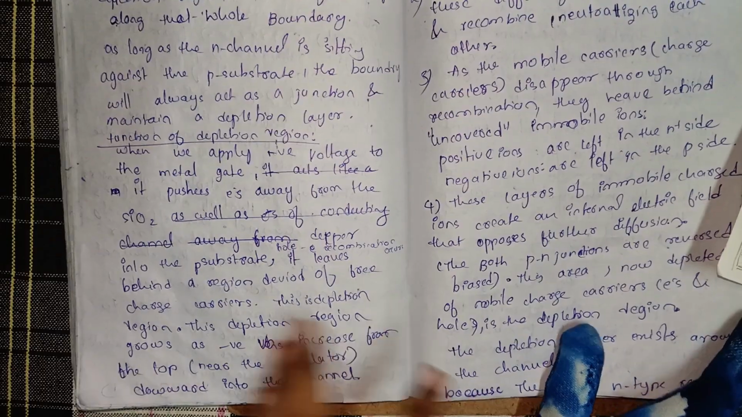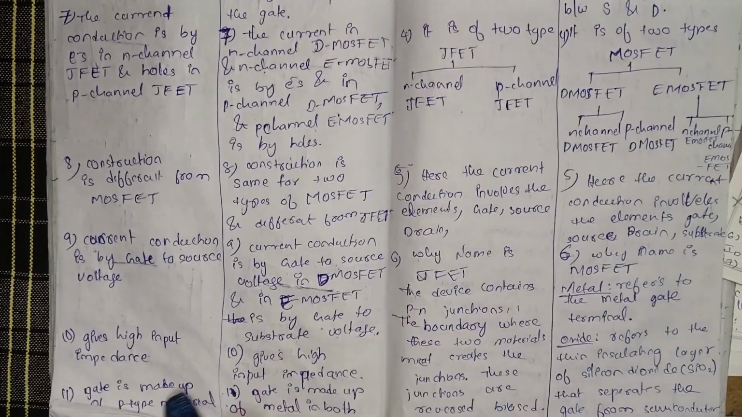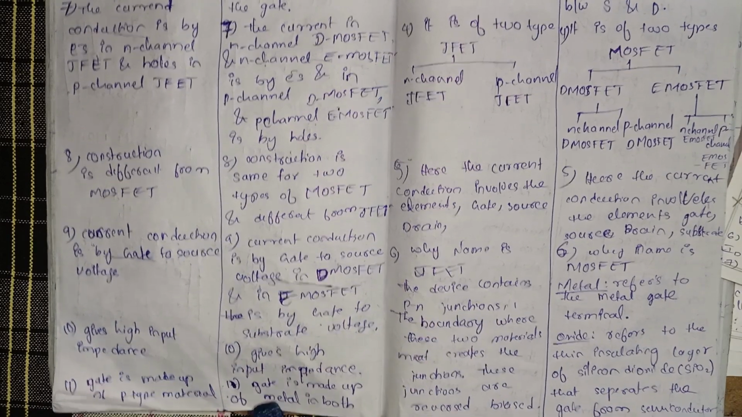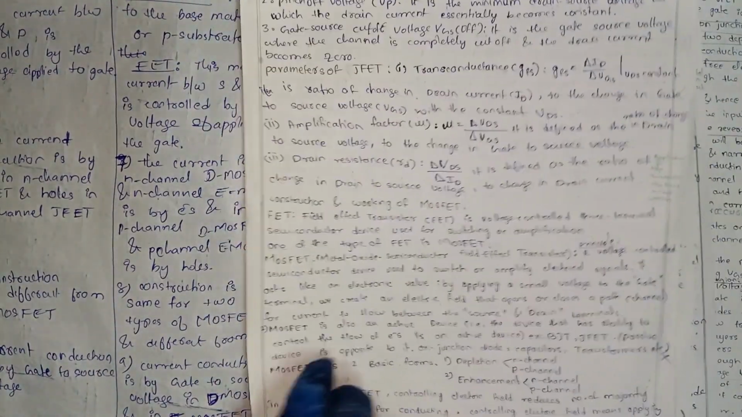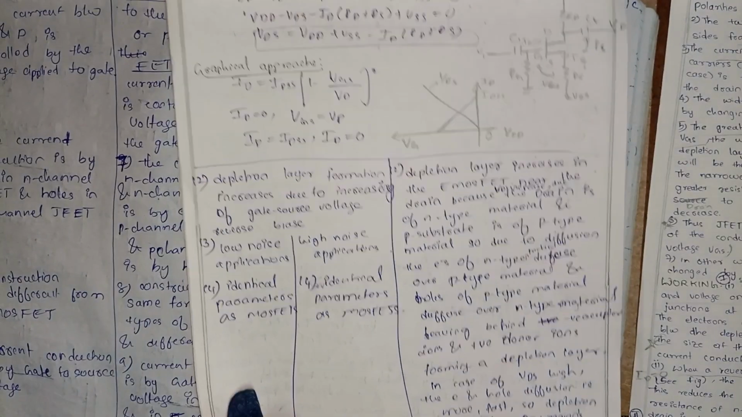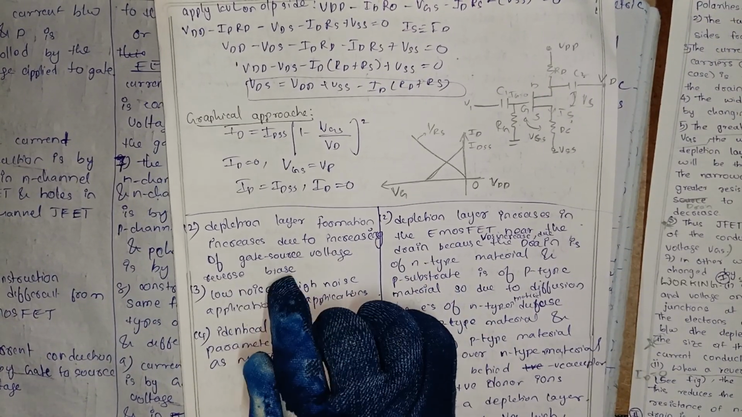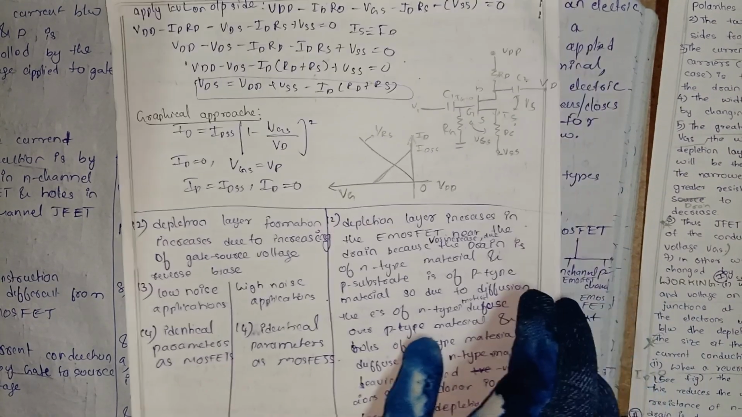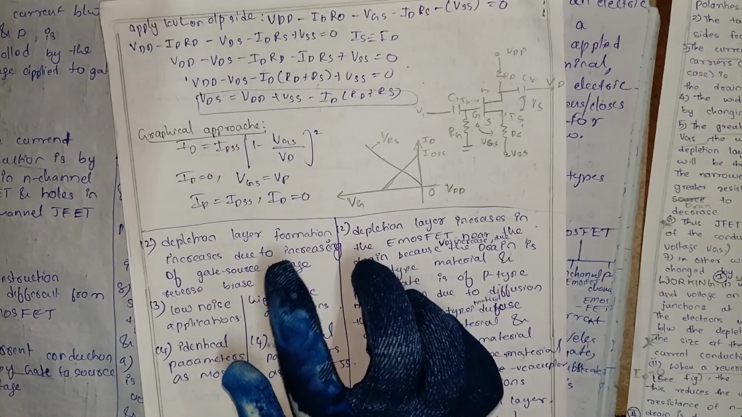And then the gate is made up of p-type material in the JFET, and the gate is made up of metal in both D MOSFET and E MOSFET. And then depletion region formation increases due to the increase of gate source voltage, reverse biasing, as we have seen in the working of the JFET.